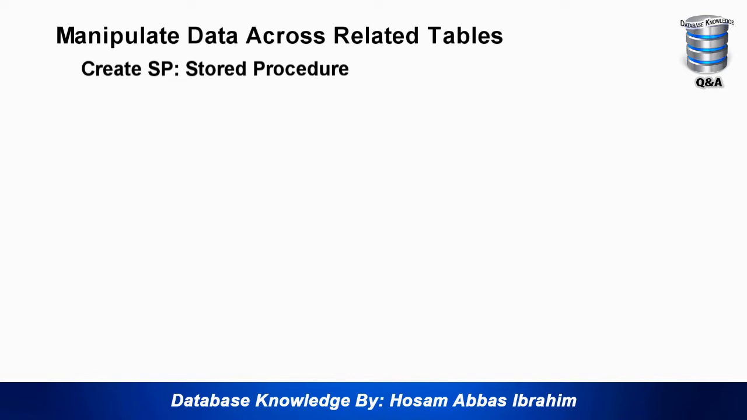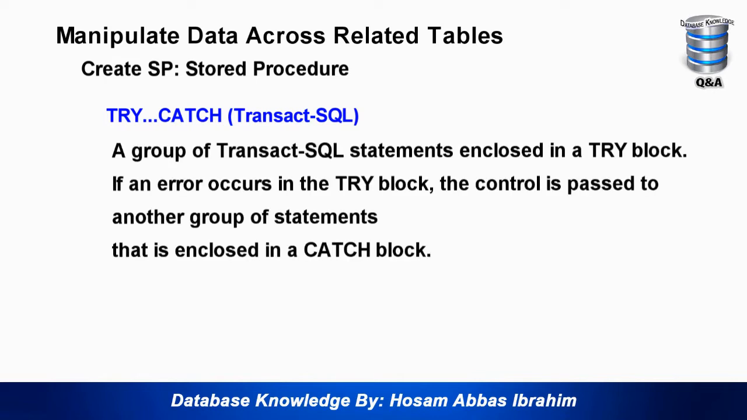In this stored procedure we use the try catch transaction method, which is simply a statement or a group of statements that take place within the try block. If an error happens, the control is passed to another group of statements which take place within the catch block. What does that mean? It means I'm trying to do something. If it goes well, fine. If it doesn't go well, I will catch that and try to do something else.